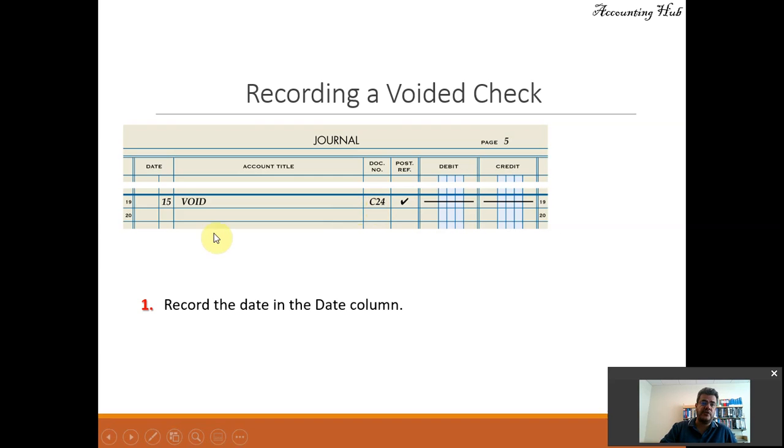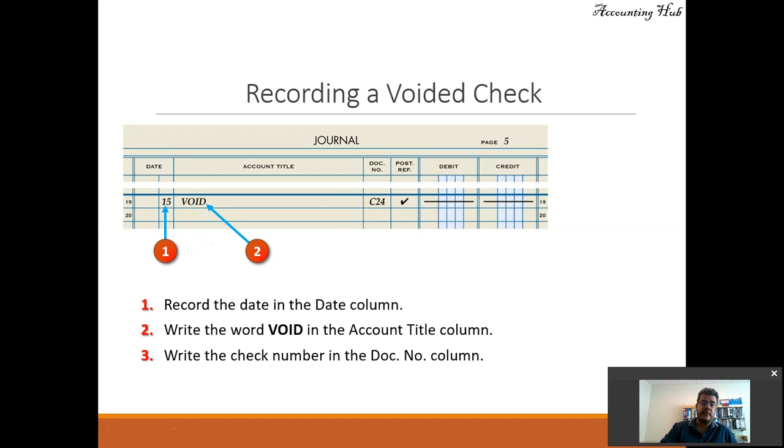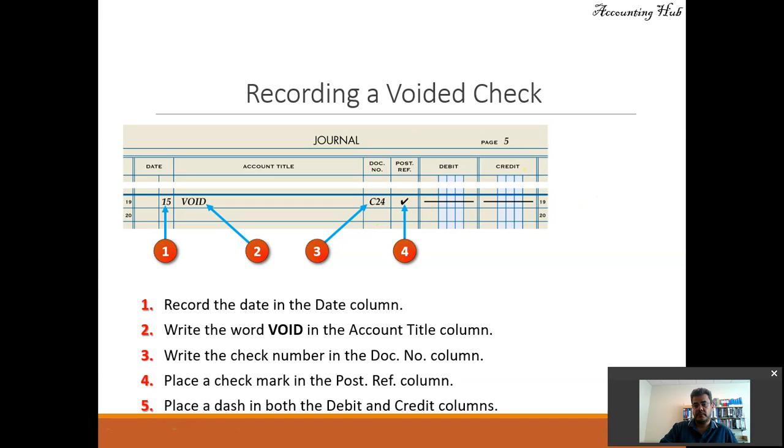So all I need to do is record the date, write the word void, the number of the check, and place a mark in the post-ref column. There will be no debits and credits here, so a dash in both the debit and credit columns.